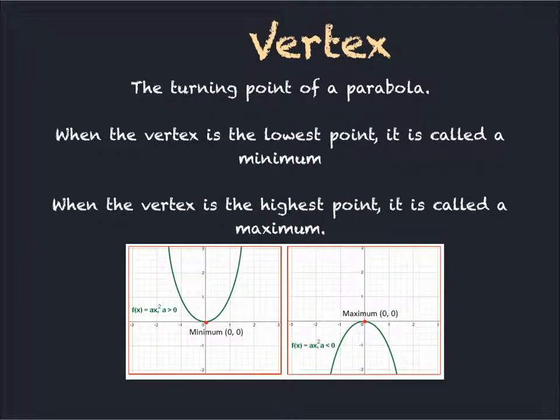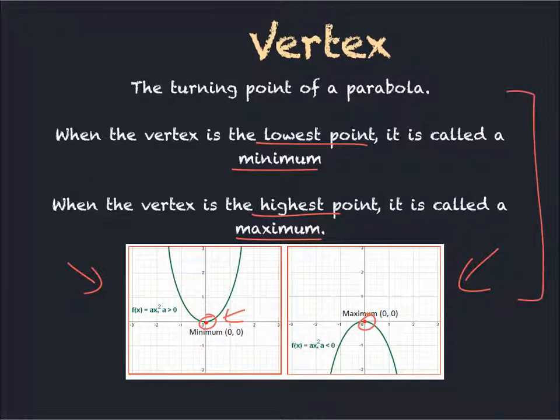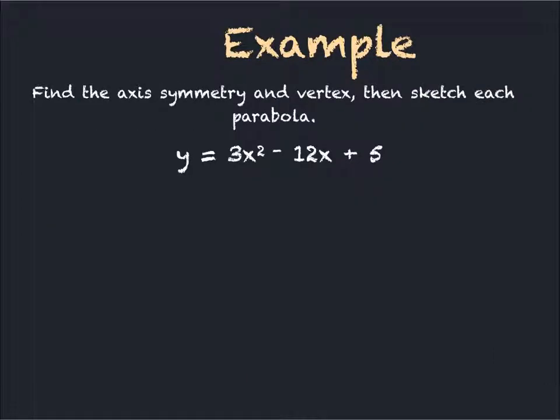Now, some more vocab. When we're looking at parabolas, if we have a parabola that opens up, then our vertex here is going to be a minimum because it's the lowest point. Whereas if we have a parabola that is going down, our vertex is going to be called a maximum because it's the highest point. So when the vertex is the highest point, we call that a maximum. When the vertex is the lowest point, we call that a minimum. So pause this slide and make sure you write that down. It's very important that you know when your vertex is going to be a minimum and when your vertex is going to be a maximum.